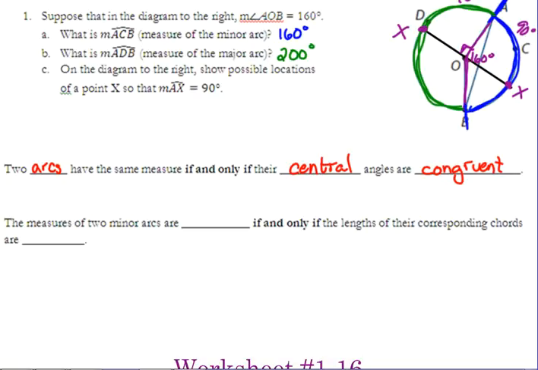The measure of two minor arcs are equal if and only if the lengths of their corresponding chords are equal. Now, we won't use this one as much, but you never know. But that also makes sense. If the chord has the same length, then that central angle is going to have the same measure. So those minor arcs are going to be congruent to each other.